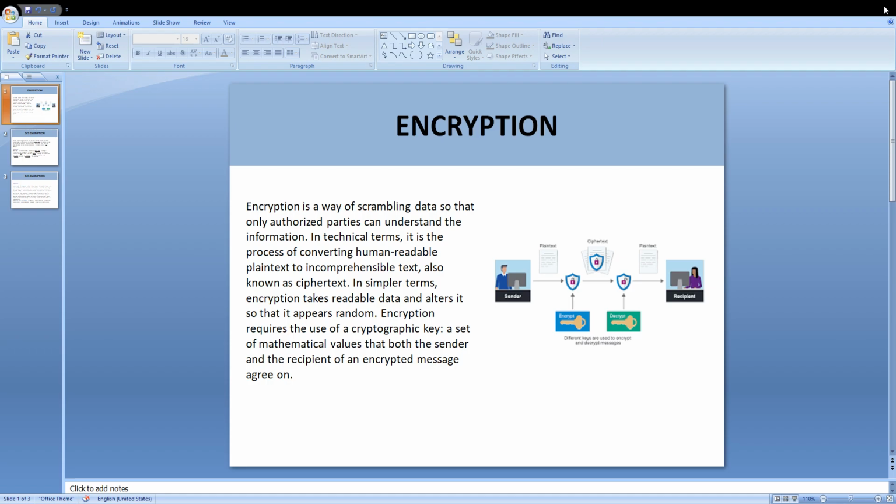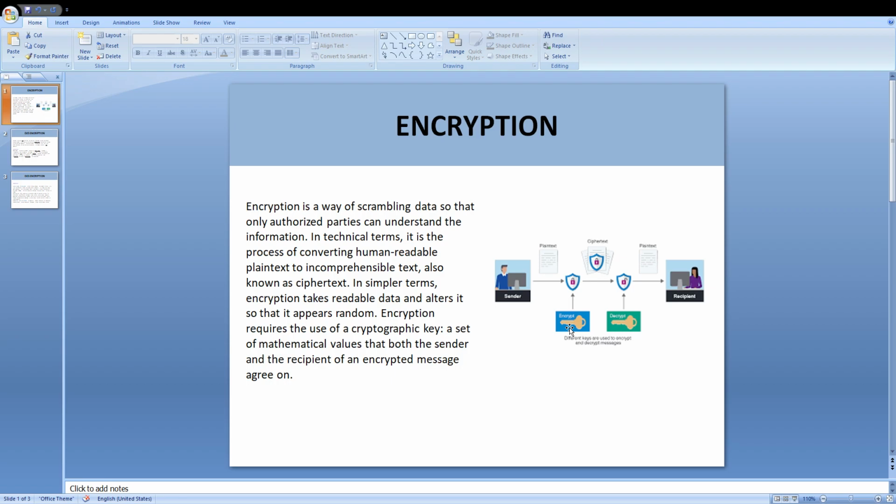Friend, before starting DES encryption, first of all we have to understand what encryption actually is. Encryption is basically a way through which we scramble the data so that only the authorized person can access the data. For example, a sender wants to send a plain text to the recipient. So now what he can do, he can use an encryption key, some methodology, to scramble the data.